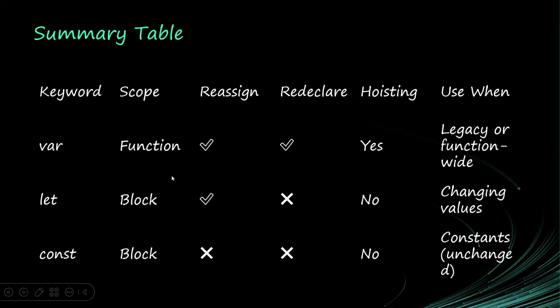All right. So summary table. The var keyword is function scoped. It can be reassigned. It can be redeclared. Hoisting is possible. Legacy. All right. The let keyword is block scoped. You can reassign. You cannot redeclare. No hoisting. The value changes. Const keyword is block scoped. No reassignment. No redeclaration. No hoisting. And it is constant. Okay.